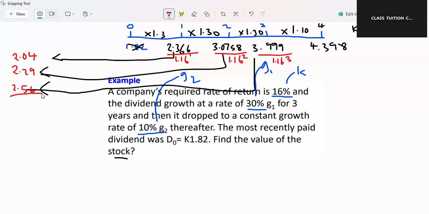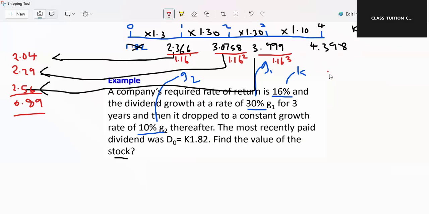Okay, then we add them: 2.04 plus 2.29 plus 2.56. Here you get 6.89. 6.89 is the value of stock for the first phase, year 1 to year 3. All right. So this is how we calculate the value of stock in phase 1. Now you said 10% thereafter. So this is the second phase, phase 2. So it's going from this thereafter.